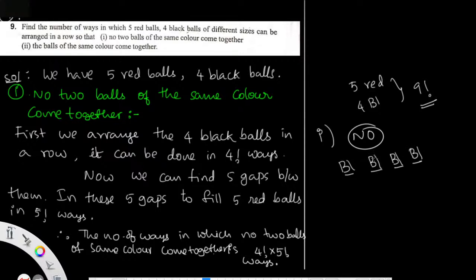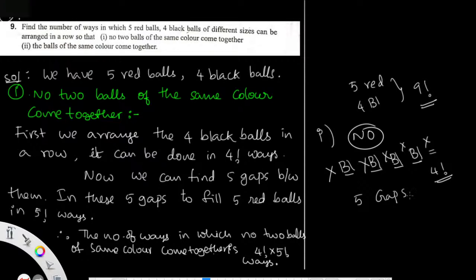So, in between them we can find gaps. Before that, in how many ways can the 4 balls be arranged? This can be arranged in 4 factorial ways. Either B1, B2, B3, B4 or B2, 3, 4, 1. Like that, how many can we get? 4 factorial ways. And how many gaps in between them can you find? 1, 2, 3, 4, 5. n plus 1 only. That means 5 gaps.